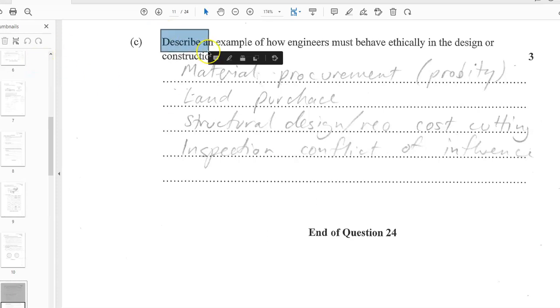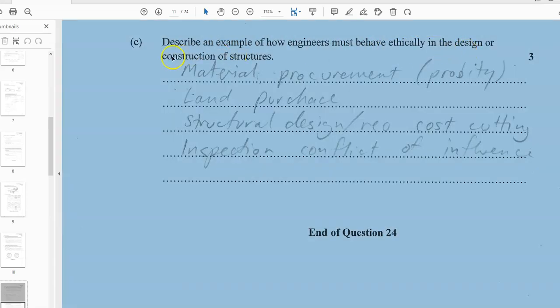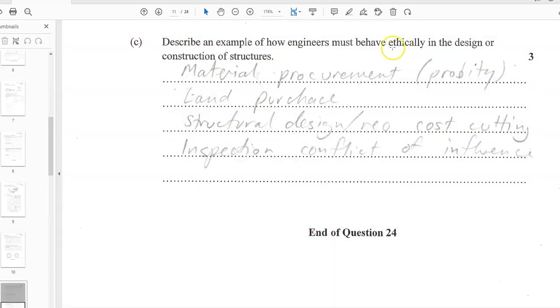Describe is draw, so circling the word describe, features and characteristics. Describe an example, box the word example. You need to give an example. Most people did. That's fine. How engineers must behave ethically, underlining ethically, in the design or construction of structures. I am really focusing on the word ethically. Now, it's an example, so we're going to box the word an.